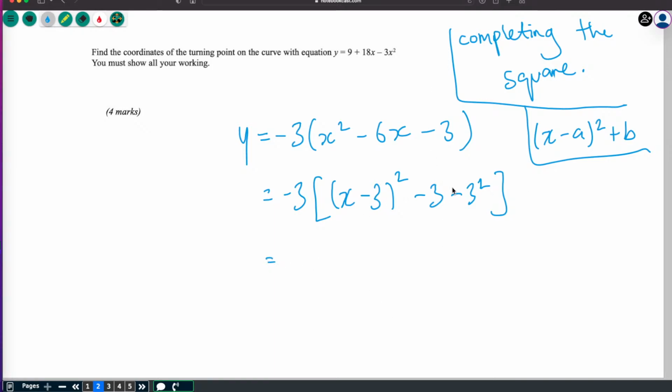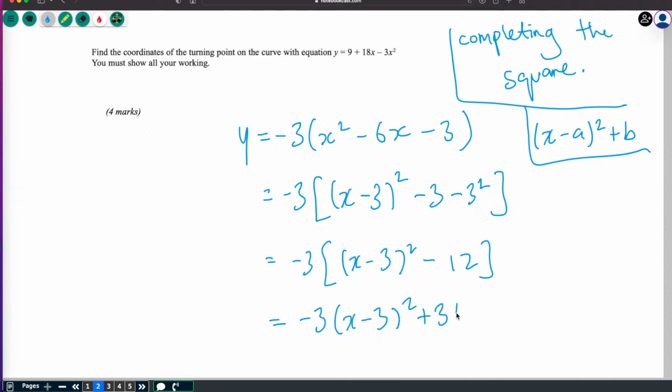Okay, then we just need to simplify. So this is negative 3 multiplied by x take 3 all squared, and then negative 3 take 9 is negative 12. And then expand out the negative 3. This is negative 3 times x take 3 all squared. Negative 3 times negative 12 is positive 36.